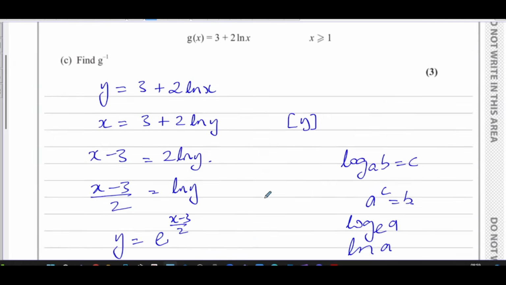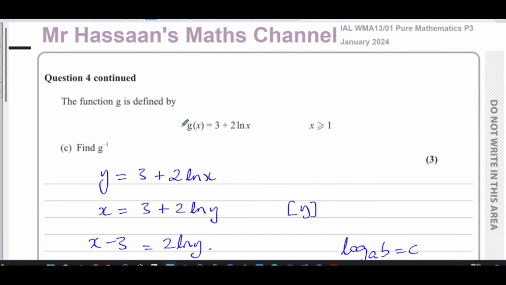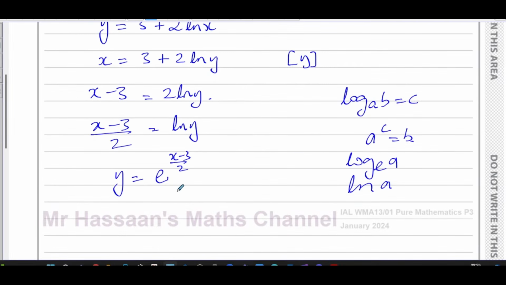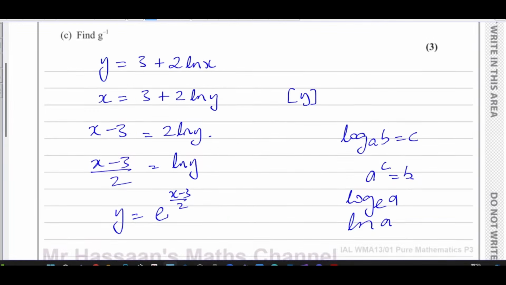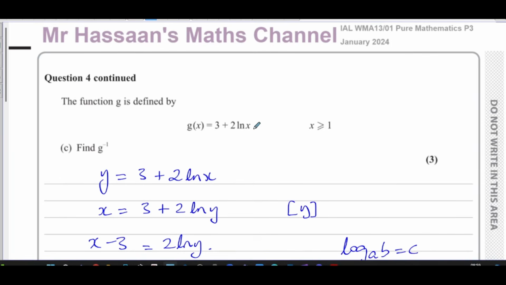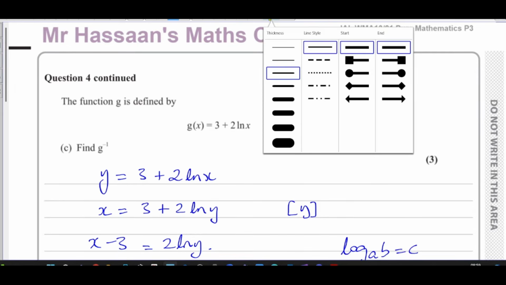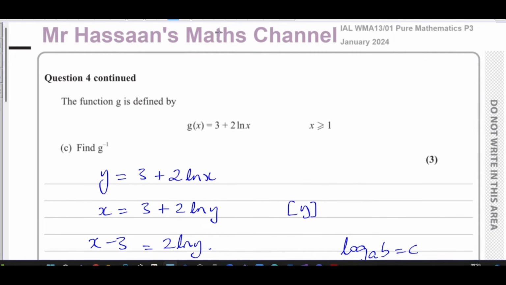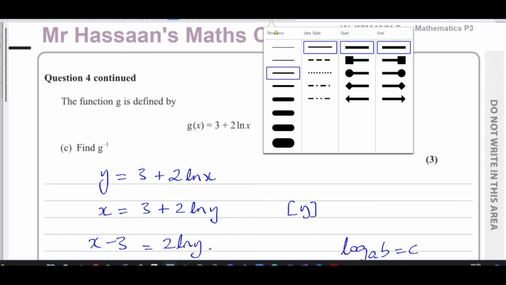Now, the range of the original function will be the same as the domain of the inverse function. So let's look at the range of this function. If we were to draw this function, you have 3 plus 2 ln x. So let's start off with what ln x looks like. I'm going to make a little sketch to make it clear.